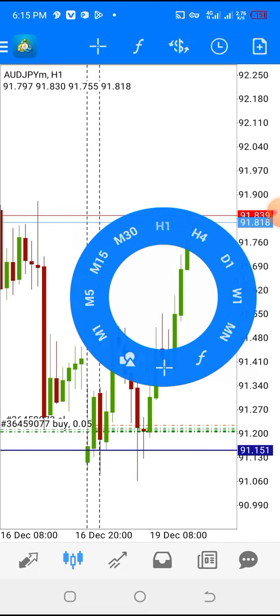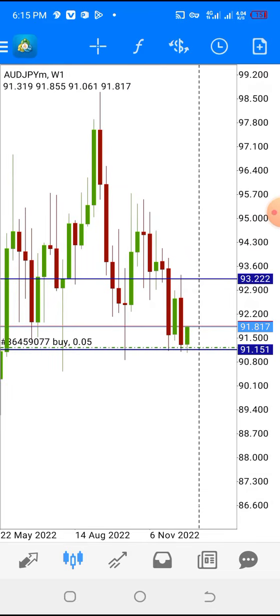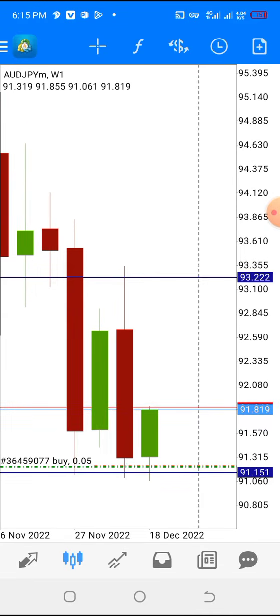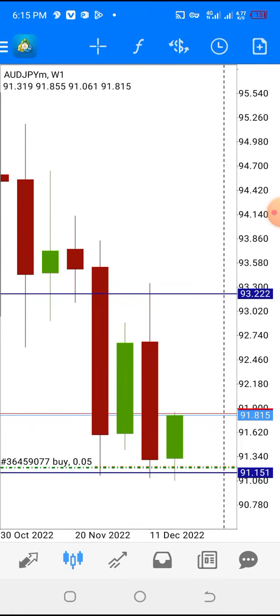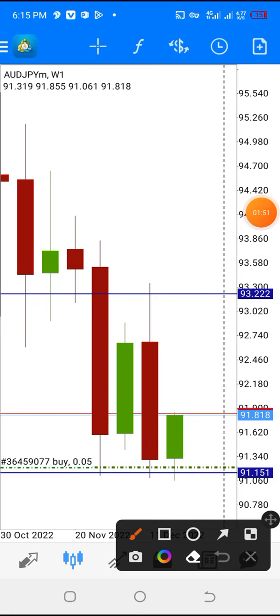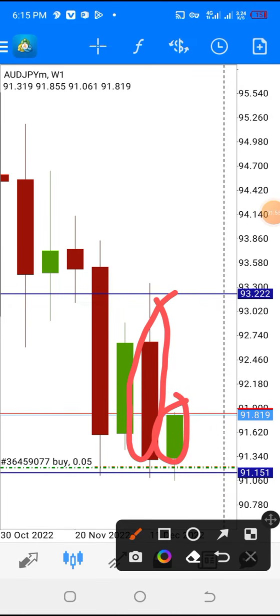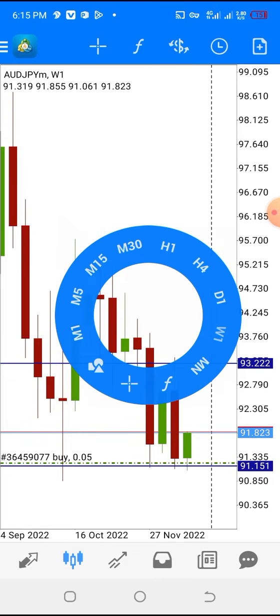Now, this is AUD JPY. Let's start with this. I told you when you're analyzing the market, start first of all with the higher time frames. If you look at the weekly time frame, basically you see that last week the sellers were very strong, and we don't really expect a strong bullish momentum. But because of a retracement, that's why I took this trade. Now let's go to the daily.